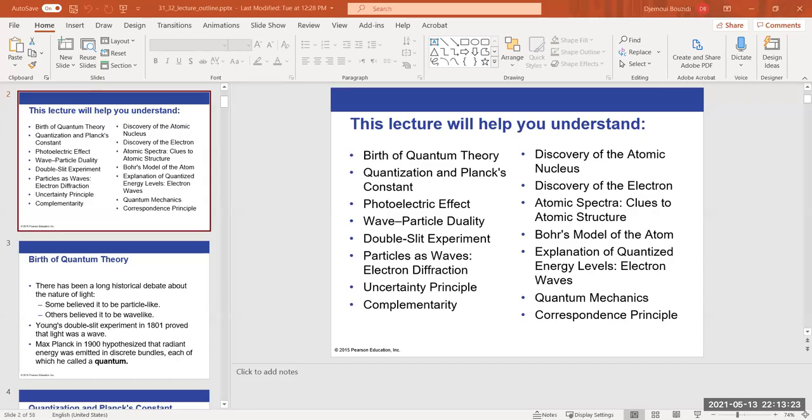So let me share with you the screen. So here are the topics of the day today. Again, the birth of quantum mechanics, quantum theory, that is the topic. The quantization and Planck's constant, that is how he won the Nobel Prize for it, although he basically did not intend it to be the way it was, but at the end it was a clever thing to solve the problem of the ultraviolet catastrophe.